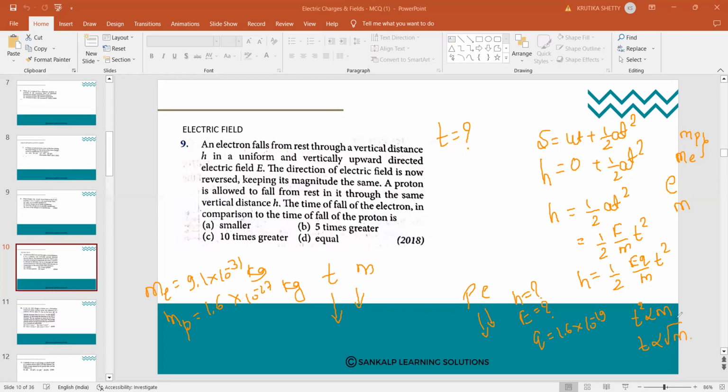T is proportional to under root of M. Those who did not understand, you can ask me. Do I need to repeat? Did you understand? Yes. If you don't reply in 30 seconds, I'll understand that you understood. So I'll go for the next step, students. Okay, I hope you are understanding.